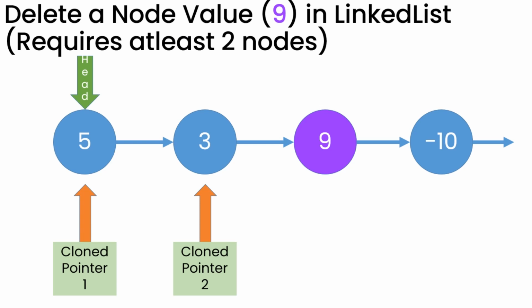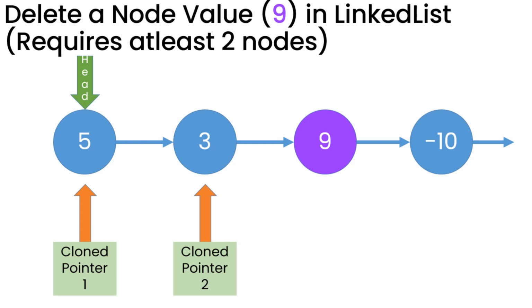We check if the next element of the head pointer is null. If the next element of the head pointer is null, then we know that we only have one element. We just check that head element, the element at the head pointer.